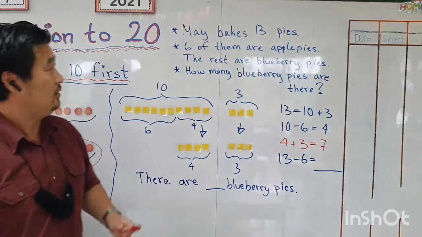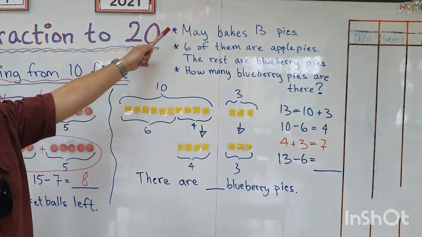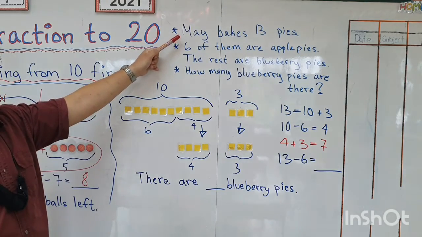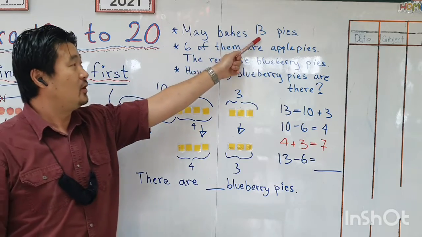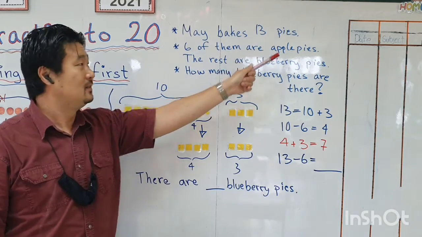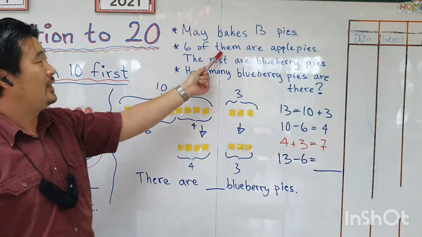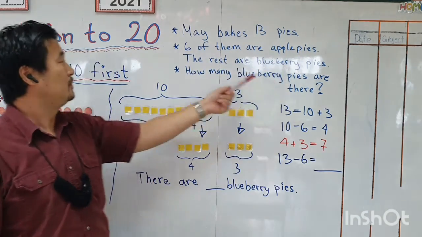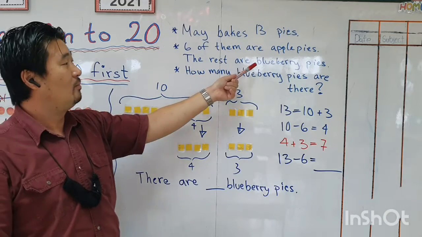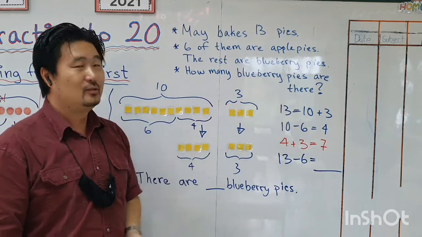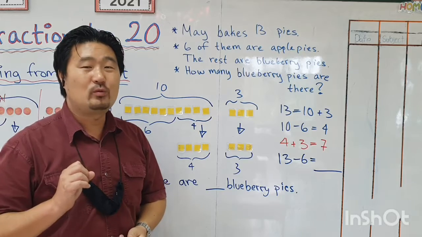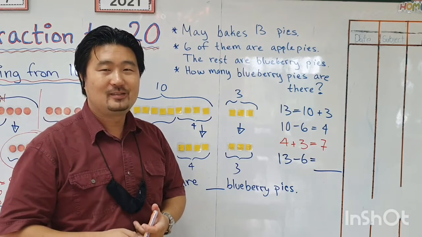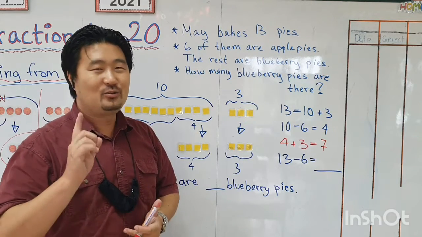Okay, and here we have May, that's a woman. She bakes 13 pies. 6 of the pies are apple pies. The rest are blueberry pies. Say the word with me. Blueberry. Blueberry.